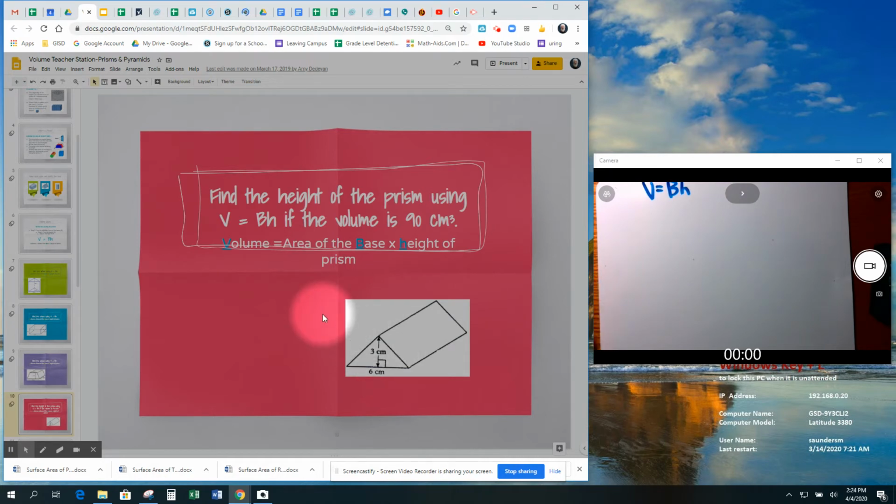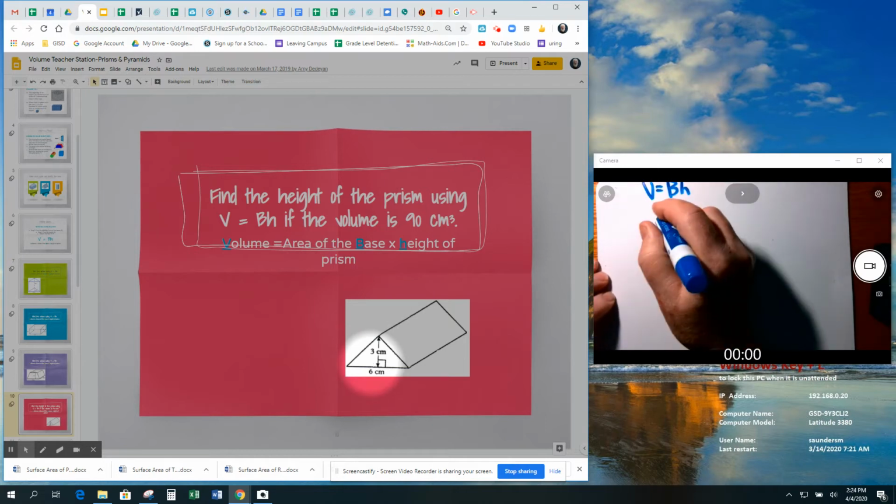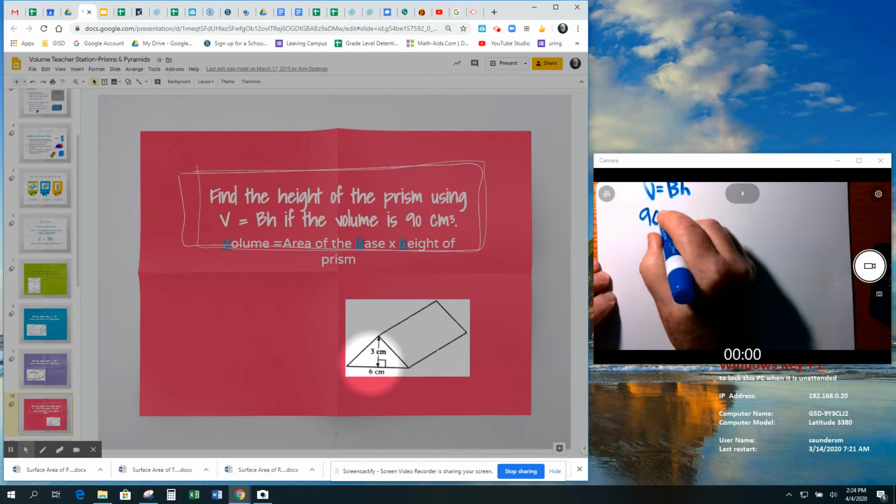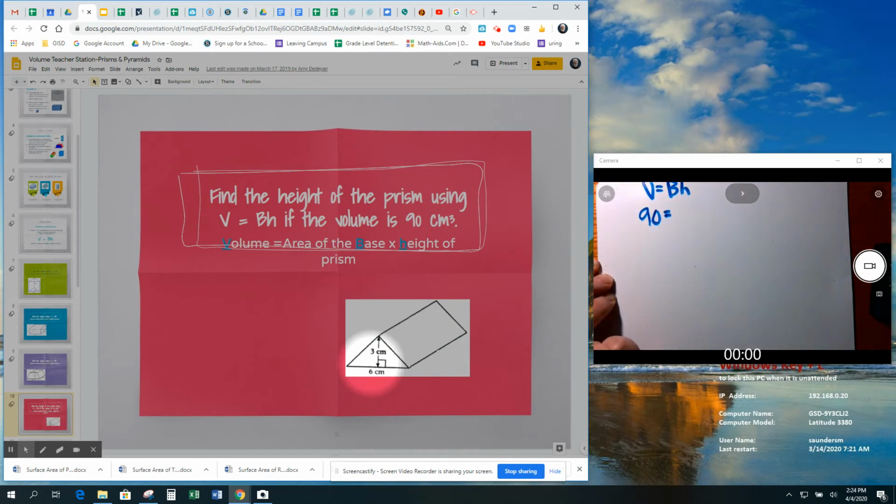And so we need to find the height of the prism. So we need to find this dimension right here. What's the length of that edge right there, if we know that the volume of the prism is 90 cubic centimeters? So we know that V equals 90. I'm going to start plugging that in. And BH, it's a triangular prism.